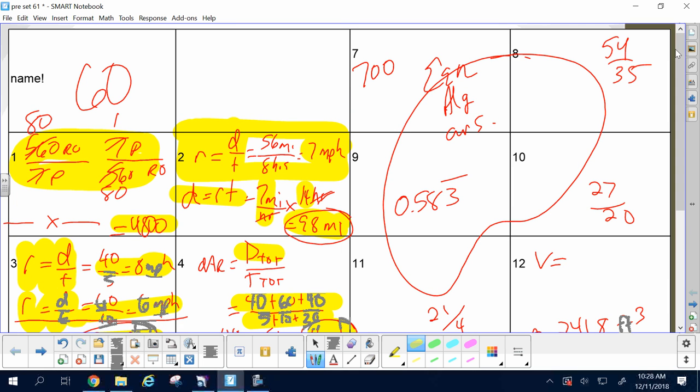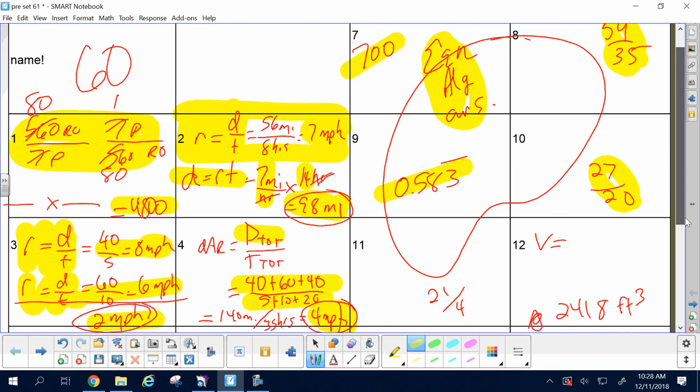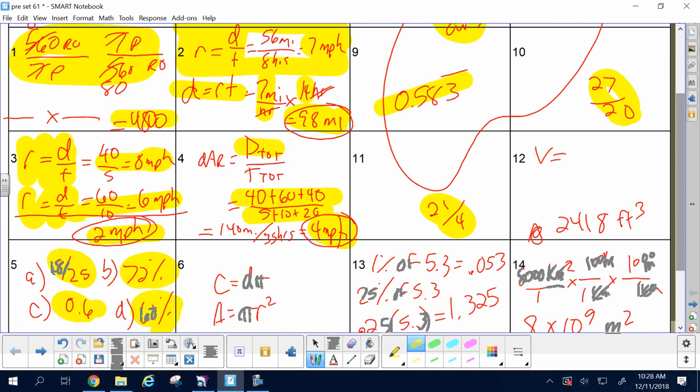Number seven. For all the following problems, you should have had translation algebra to the answer. So for all, check your work. You should have 700 for 7, 54/35, or 1 19/35 for 8. 9 is 0.83 with the repeating over the 3, 0.583. 10 is 27/20 or 1/7. 11 is 21/4 or 5 1/4. 12, volume, you should have seven things. FSC for the volume.